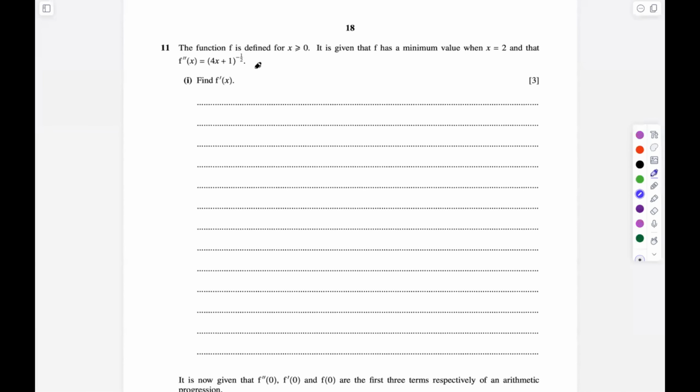Question 11, the function f is defined for x greater than or equal to 0. It is given that f has a minimum value when x = 2 and that f''(x) = (4x + 1)^(-1/2). We have to find f'(x), or basically this represents dy/dx. Now, as this is the double derivative, f''(x) is (4x + 1)^(-1/2). To find f'(x), which is dy/dx, we'll have to integrate the expression.